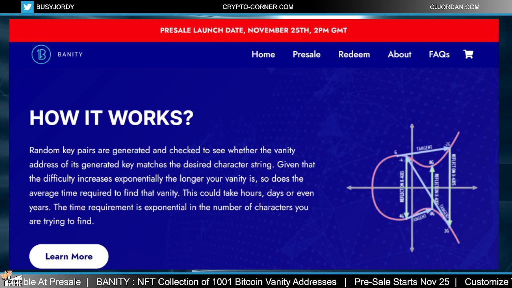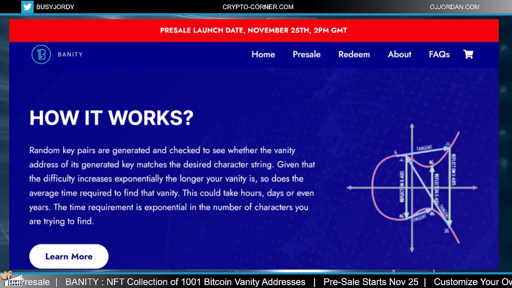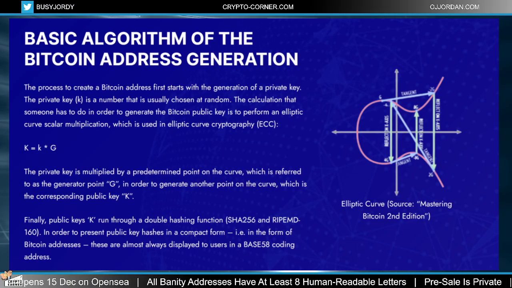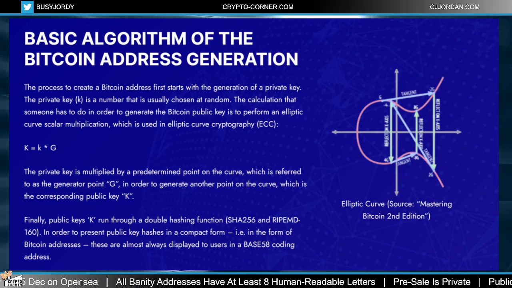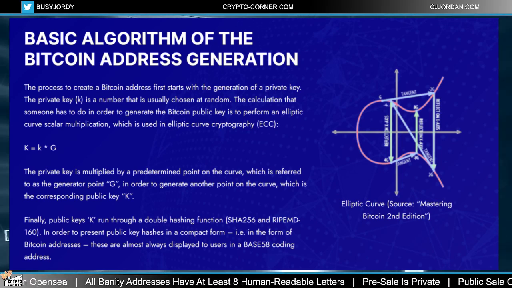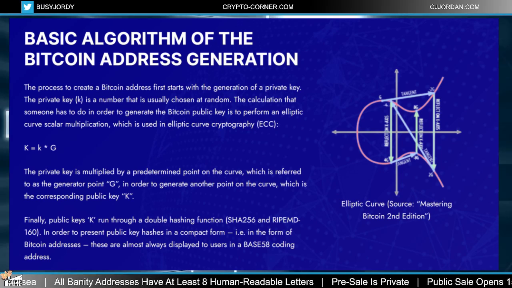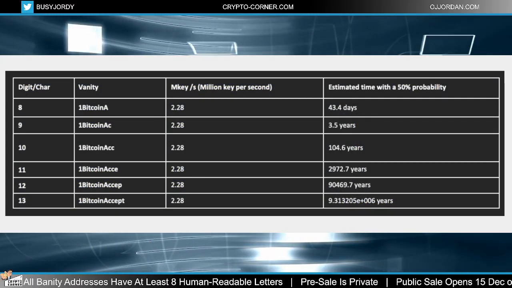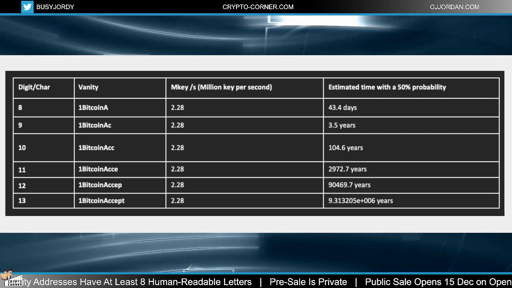As I mentioned, generating a vanity address is rather complex. It requires a brute force algorithm, and if there is no match within the desired sequence of letters and numbers, the algorithm generates a new random private key and follows the procedure again and again and again. The difficulty of generating a desired vanity address lies in the number of addresses that are needed to be tested on average, given that the difficulty increases exponentially the longer your vanity address is, so does the average time required to find that vanity address.